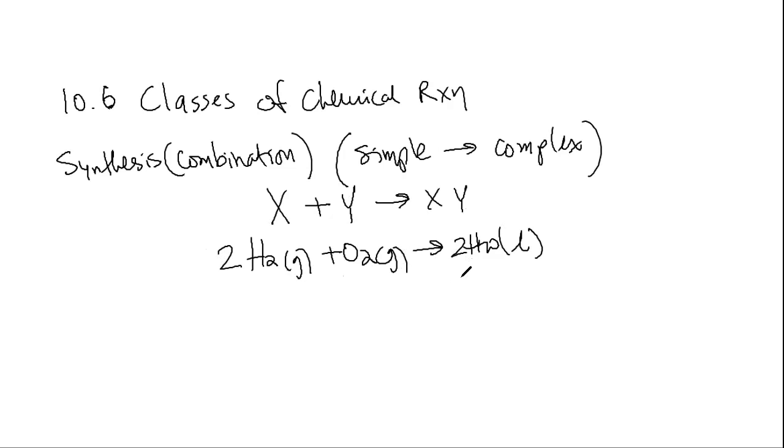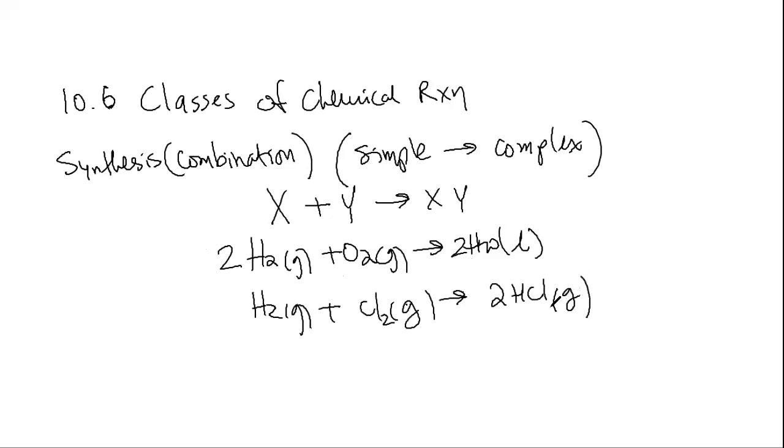And there could be other reactants. You can have H2 gas reacting with chlorine gas, Cl2 gas, producing 2 HCl gas. Now, again, this is a combination reaction, synthesis, because you go from simple to complex. All right. So what's the next type of chemical reaction?